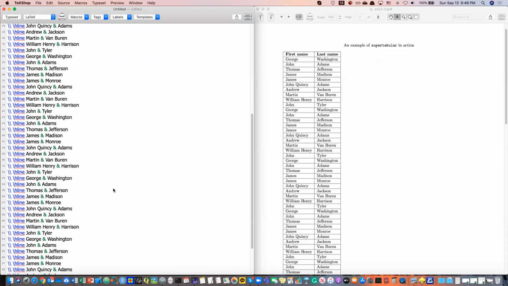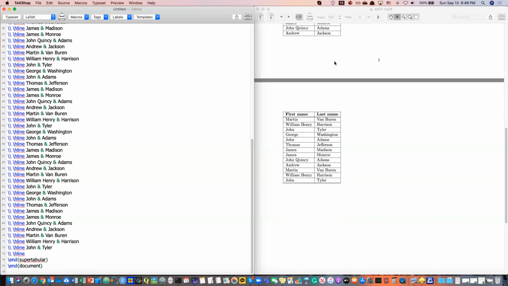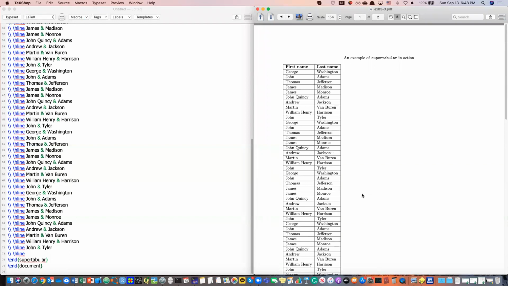Yeah, and then what's next? Once you fill out all the rows, okay, the last row is John Taylor, and then you enter the double backslash and then draw the horizontal line, and then end the supertabular and then end document. Okay, then you will get this. So that's lecture 3, how to make a table and list.